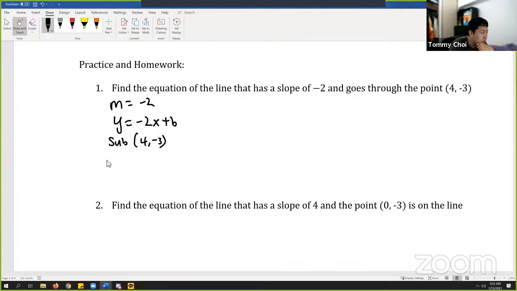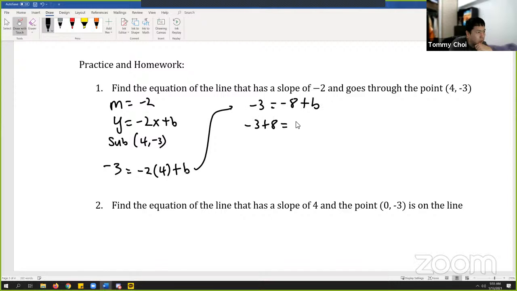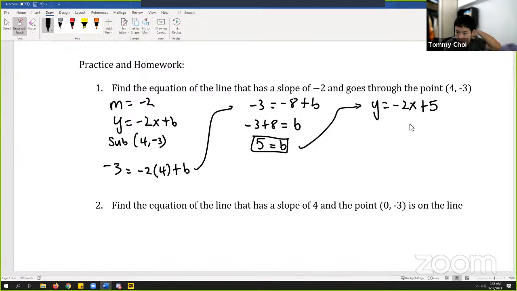Okay. 4 is x, -3 is y, so we get -3 is equal to -2 times 4 plus b. Step 3 was to solve for b. So I'm going to get -3 is equal to -8 plus b. And moving the -8 to the other side, I'll get -3 plus 8 is equal to b, which gives me 5 equals b. So my final equation, y is equal to -2x plus 5. Okay, that should be your final answer that you get.